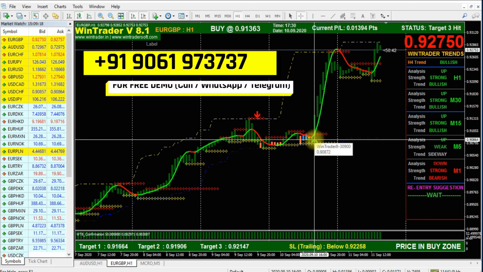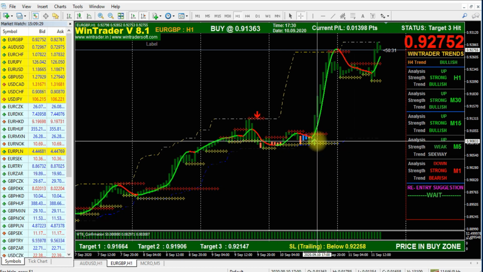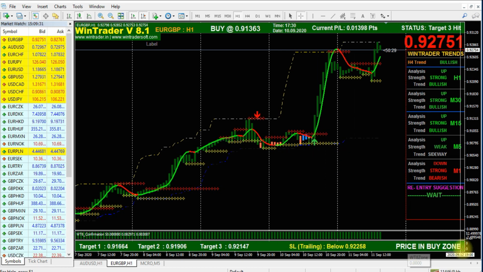So, whenever the software generates a buy signal, the first and main confirmation you have to check is here at the bottom, where it will show like price in buy zone. That is the first and main confirmation. Price should be in buy zone. If it is a buy signal, then the price should be in buy zone. That is the first confirmation.